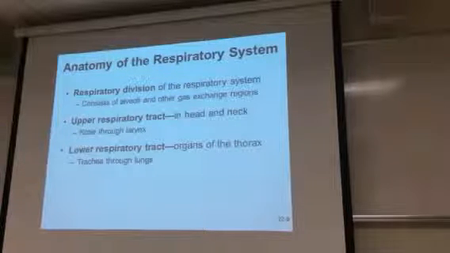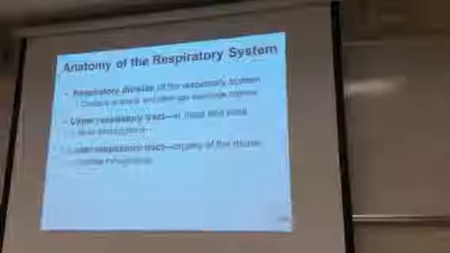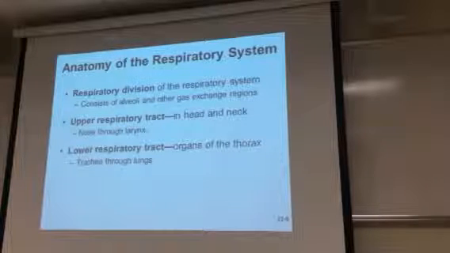You should know the respiratory division consists of alveoli and other gas exchange structures. There's the upper respiratory tract and the lower respiratory tract. The upper respiratory tract is the nose through the larynx. The lower respiratory tract is the trachea through the lungs.